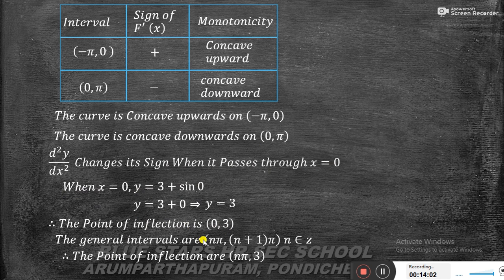So the general intervals we know are (nπ, (n+1)π), so x = nπ. Substituting x = nπ in the given function, y = 3 + sin nπ. Sin nπ is 0, so y = 3. Therefore the points of inflection are (nπ, 3). This is the point of inflection.